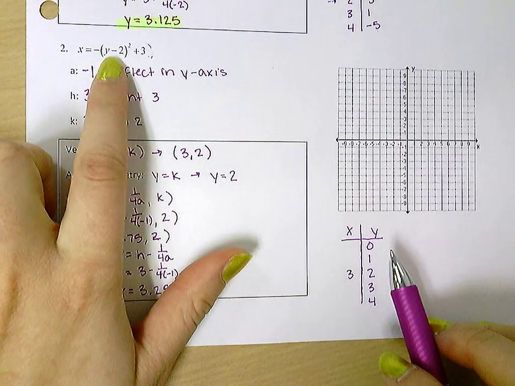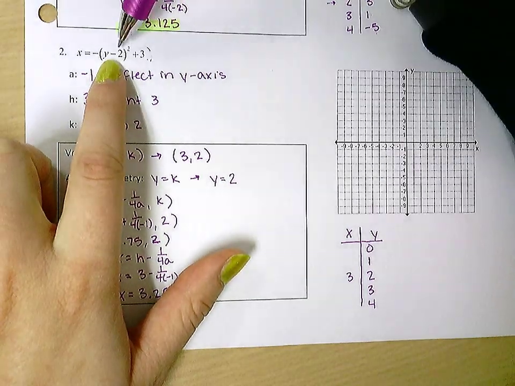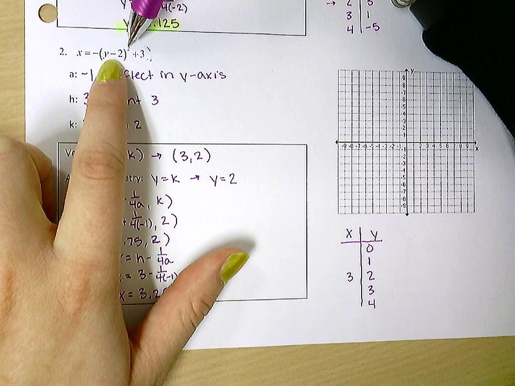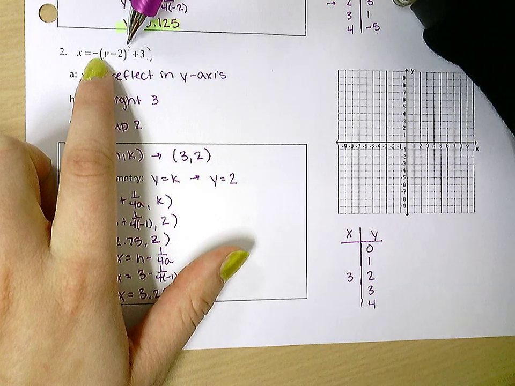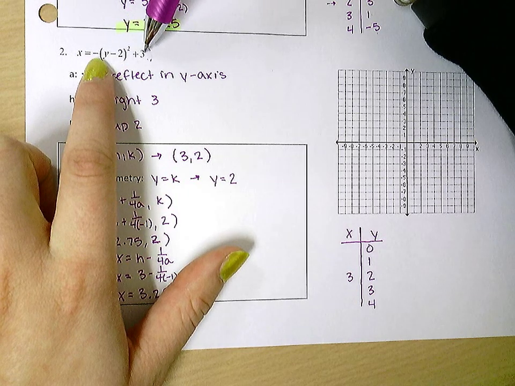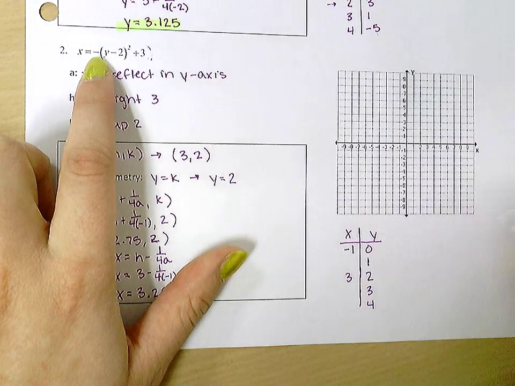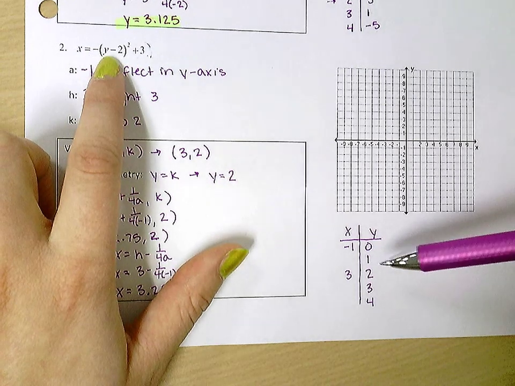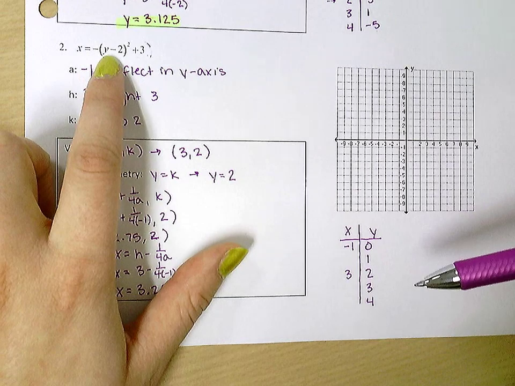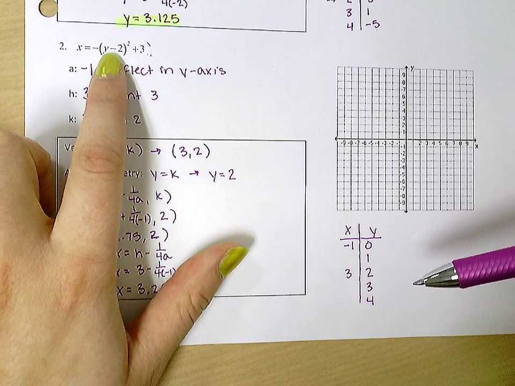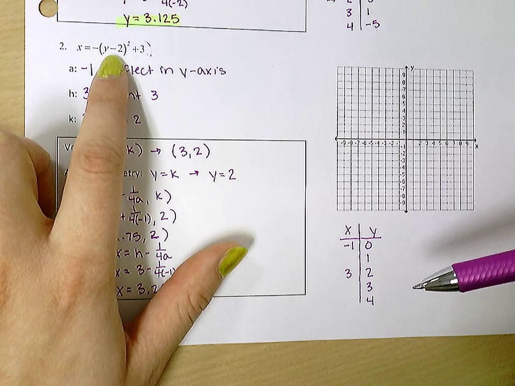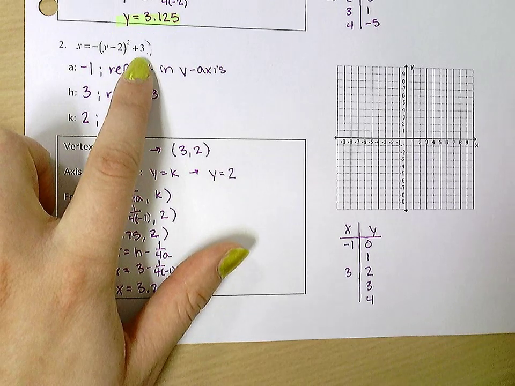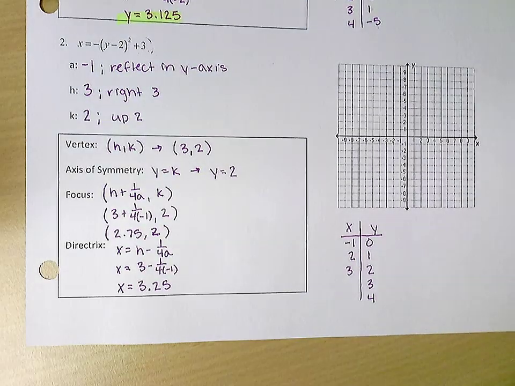So plugging 0 in for y, I get negative 2. Negative 2 squared is 4, times negative 1, so I have negative 4 plus 3. That is negative 1. Plug in 1 for y. We have 1 minus 2 is negative 1. Negative 1 squared is positive 1. Positive 1 times negative 1 is negative 1, and then plus 3 is 2.